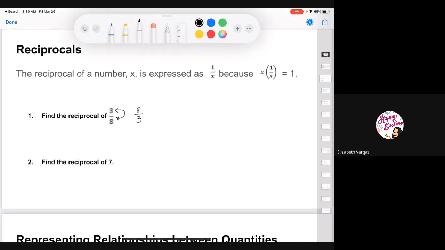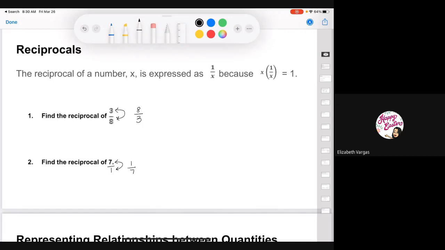Okay, so that's the gist of it. Also, if you have the whole number, find the reciprocal of 7. Well, 7 in terms of a fraction is 7 over 1, because you're dividing 7 by 1, and that gives you the whole number 7. So this is just the equivalent of 7 as a fraction. And to find the reciprocal, you just flip that around and you get 1 over 7.